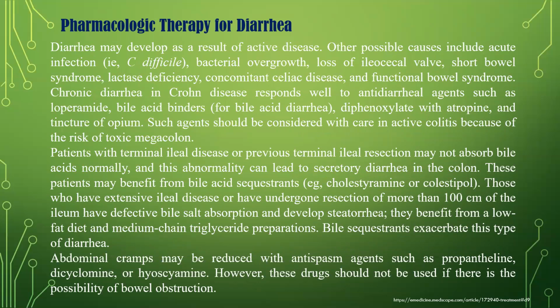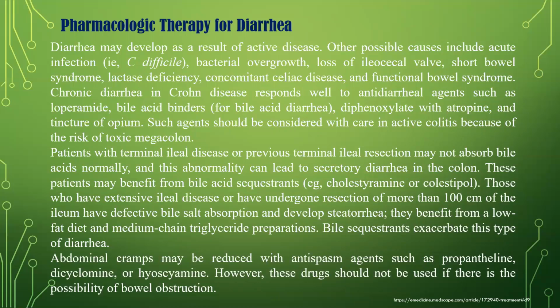Diarrhea may develop as a result of active disease, and other possible causes include acute infection, bacterial overgrowth, loss of ileocecal valve, short bowel syndrome, lactase deficiency, concomitant celiac disease, and functional bowel syndrome. Chronic diarrhea in Crohn responds well to antidiarrheal agents such as loperamide, bile acid binders, diphenoxylate with atropine, and tincture of opium. Such agents should be considered with care in active colitis because of the risk of toxic megacolon.